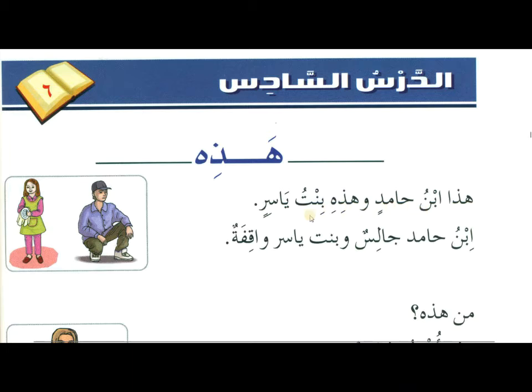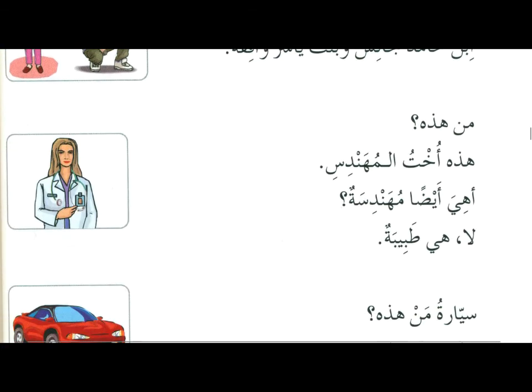Hazabnu Hamidin wa hazihi bintu Yasir. This is the son of Hamid and this is the daughter of Yasir. Ibnu Hamidin jalisun wa bintu Yasirin waqifatun. Hamid's son is sitting and Yasir's daughter is standing.